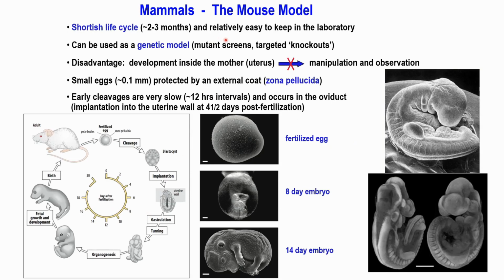In mammals, we have the mouse model, and they have a short-ish life cycle. I wouldn't argue that this was too short. It's 2 to 3 months, and they're relatively easy to keep in the laboratory. They're a good genetic model, with mutant screens and targeted knockouts being possible. But I mentioned before that the first stages of development are inside the mother, so you can't manipulate and observe as it's developing. The eggs are small, 0.1 of a millimeter, so 5 times smaller than a fly egg, and that is not a good thing. And they're protected by an external coat, so they're not that easy to manipulate.